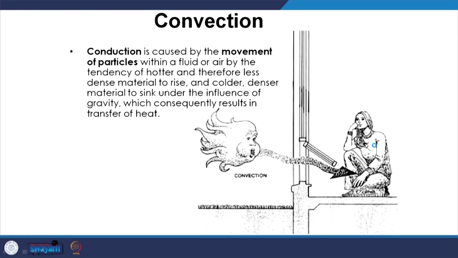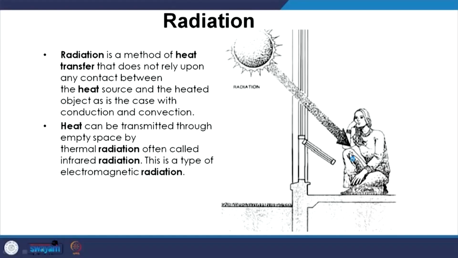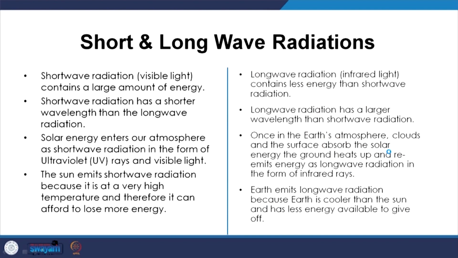Convection is where the heat transfer is caused by the movement of particles. So, through the movement of air, this is convection. Then we have evaporation, which is the process of change of state from liquid to vapor, the gaseous state. So, the process of evaporation is also a way of heat exchange. Then there is radiation, which is the method of heat transfer where there is no direct contact between the source and the sink, and the radiation takes place without a medium, directly reaching the sink, the body. That is radiation.